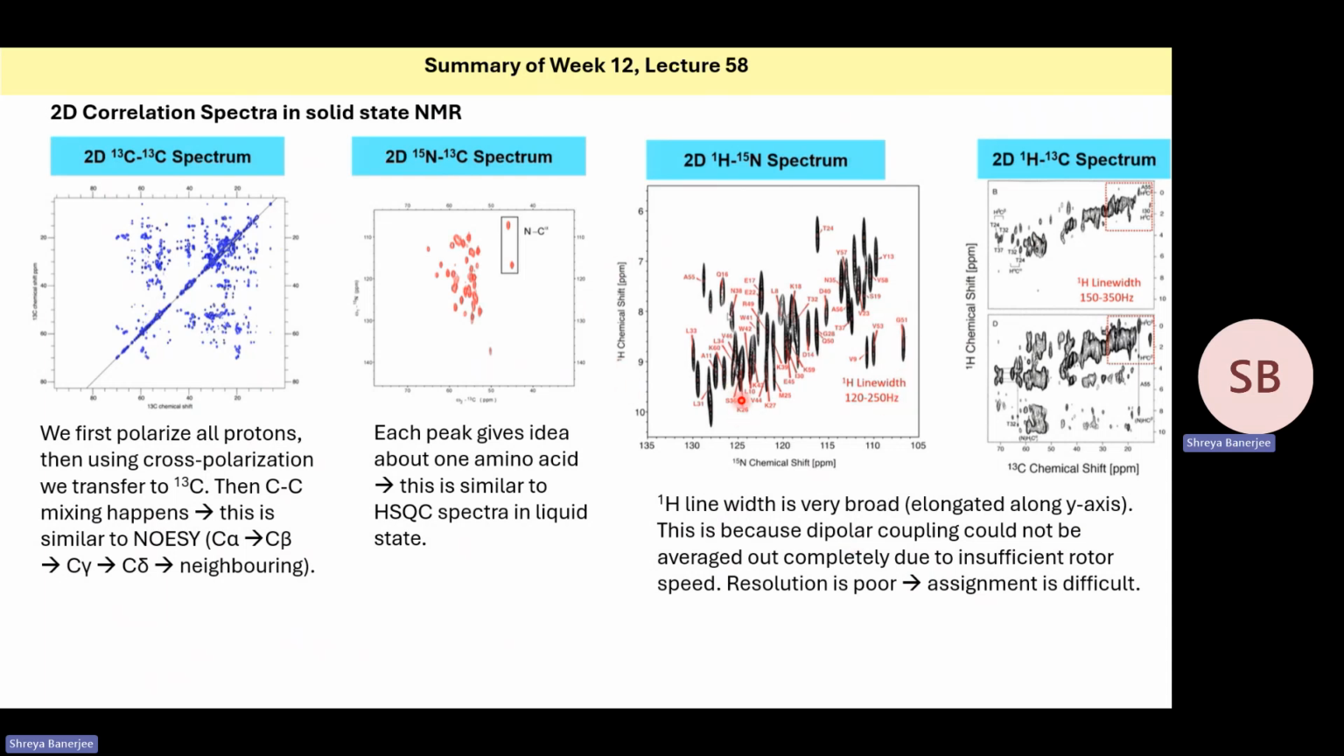Because of this, many of the peaks you can see are overlapping, that is the resolution is poor and the assignment is becoming difficult. So instead of the 1H 15N spectra, we prefer the 13C 15N spectra, where you can see the peaks are much sharper. Similarly, instead of the 1H 13C spectra, we prefer the 13C 13C spectra, where we don't have this kind of overlapping and loss in resolution. So these are different examples of 2D correlation spectra in solid state NMR.